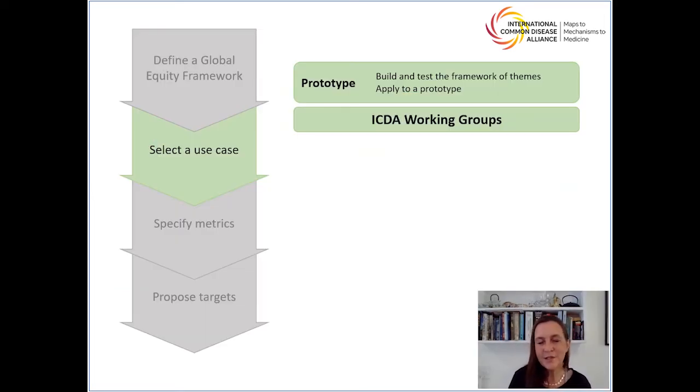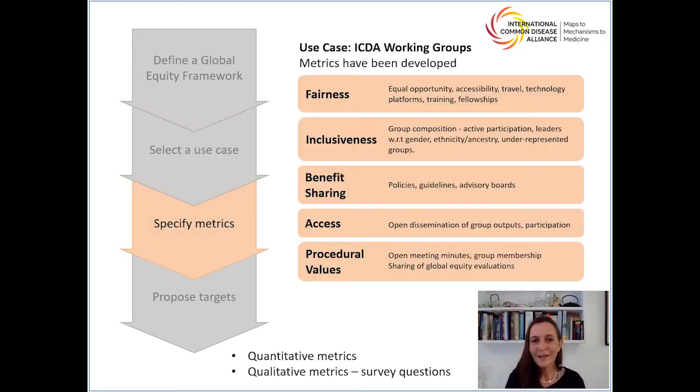We needed to select a use case in order to prototype our first set of metrics that we put together, and it seemed most appropriate to put together metrics for measuring our global equity achievements and where we need to do some work in our ICDA working groups. The next step was to specify the actual metrics that we were going to use to measure global equity under our different themes. So we had different subgroups working on the metrics for each of these themes, and obviously there was some overlap and we worked through those. We developed quantitative metrics that can be actually measured, and then we also have some qualitative metrics that could be used perhaps in a survey approach.